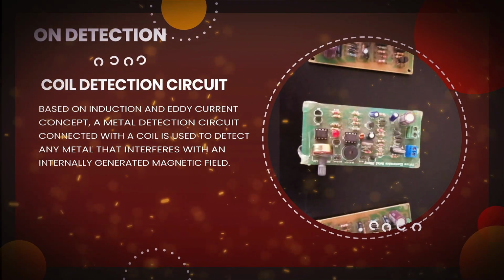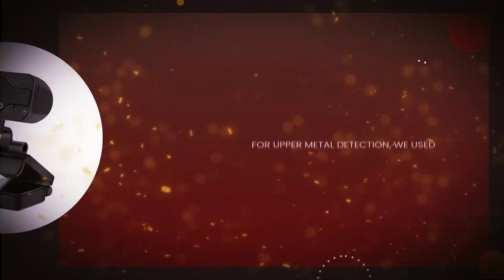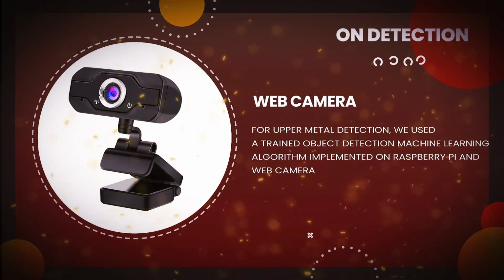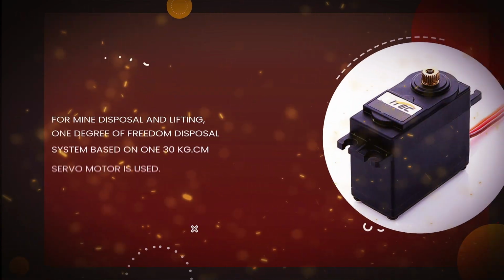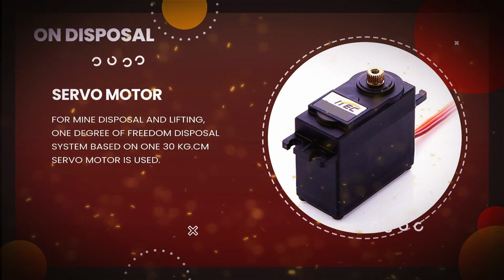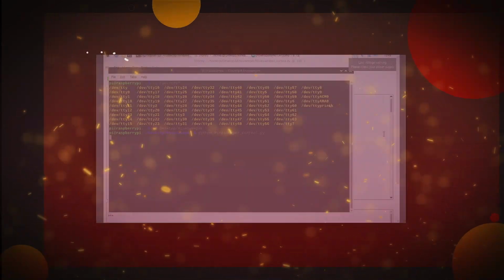For upper and lower mines detection, a coil connected to a metal detection circuit is used. For differentiating between upper and lower mines, we used a trained machine learning algorithm on a webcam. We used 1 degree of freedom disposal system using 1 30 kg cm servo motor.